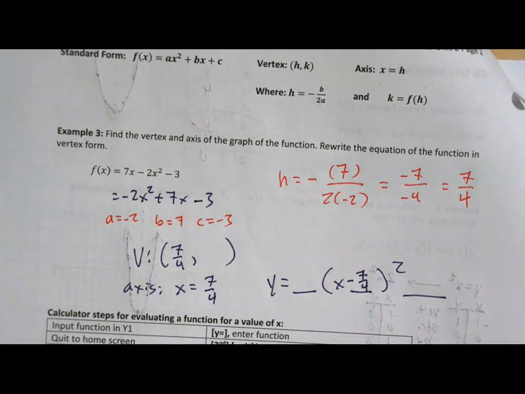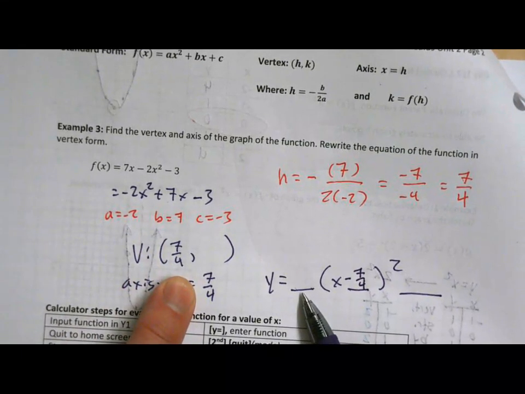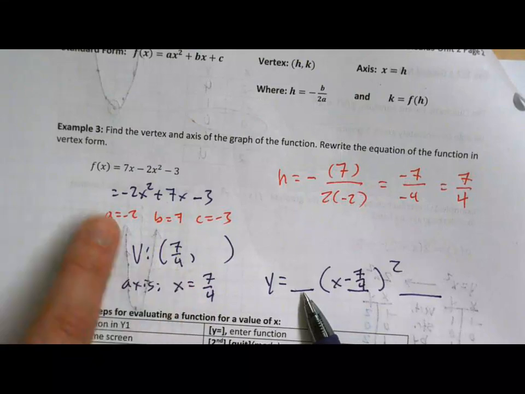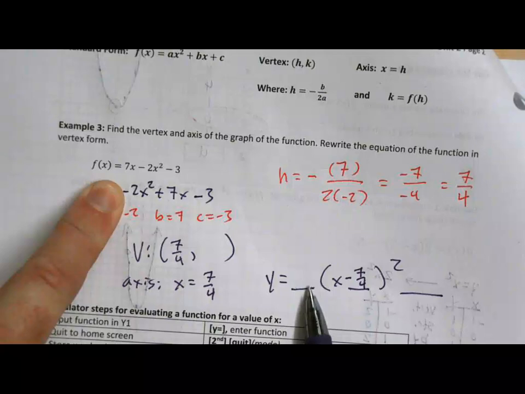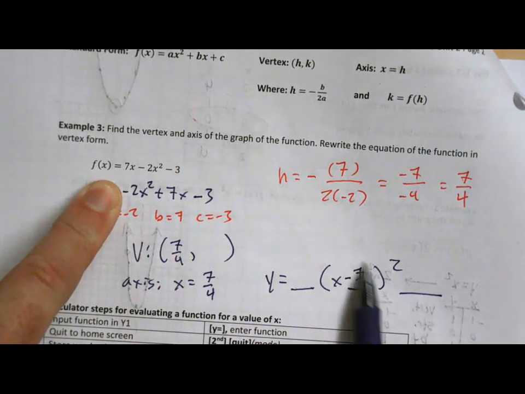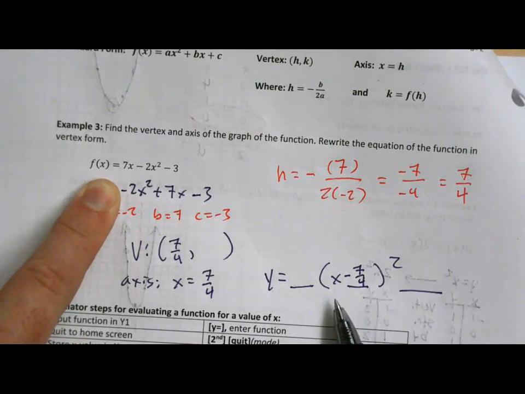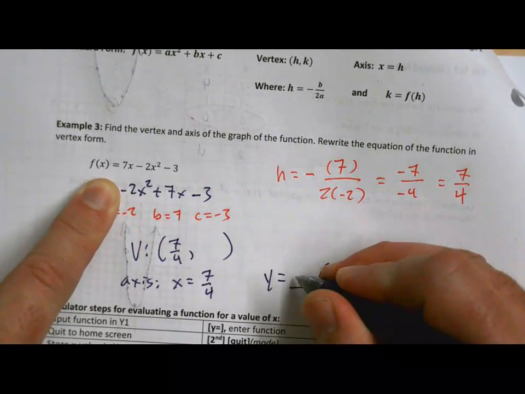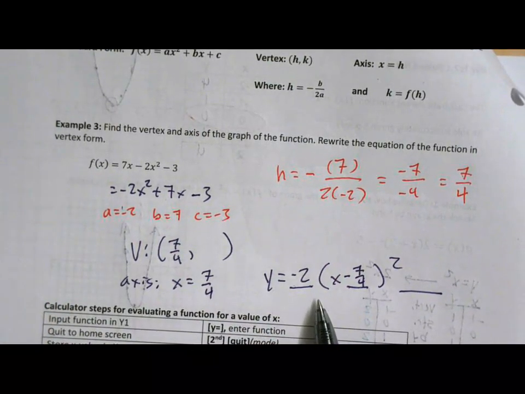Do you guys know, while we're here, what this is going to be in front? Maybe it'd be helpful to look at this equation up here. It's going to be -2, yeah. We're going to need a -2x squared, and if I were to multiply this out, it's going to be x squared minus something x plus something. So this is going to be -2. The a value in standard form matches this value out in front here.